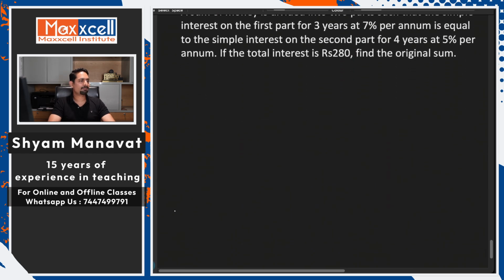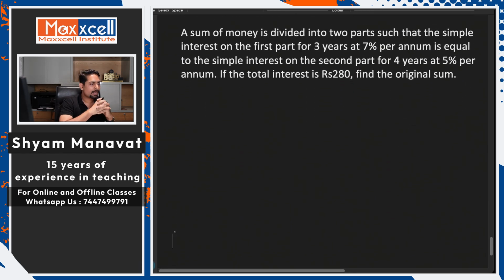Yes. So here we have question which says a sum of money is divided into 2 parts such that the simple interest on the first part for 3 years is 7% per annum is equal to simple interest on the second part for 4 years for 5% per annum. Okay. If the total interest is 280, find the original sum. Right? Okay. Let's find the original sum.